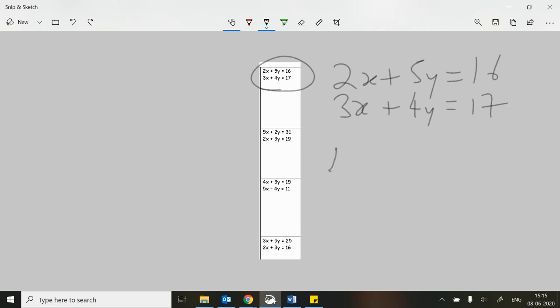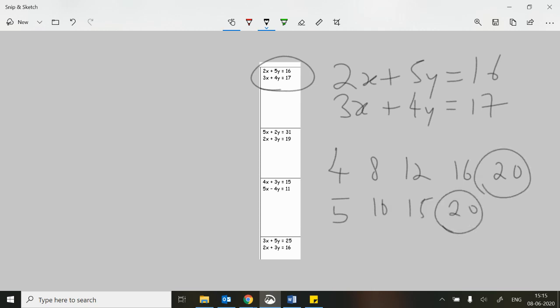And I'm going to think, well, what's the first number in the 4 times table which is also in the 5 times table? Oh, okay, now I can see that by writing out the times tables there, that 20 is the first number in both of those times tables. So what I'm going to do is I'm going to times everything in that top row by, not 5, 4, to get 5y becoming 20. And then I'm going to times everything in the next row by 5 to get 4y equaling to 20.